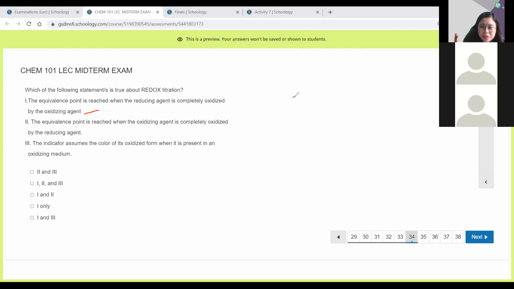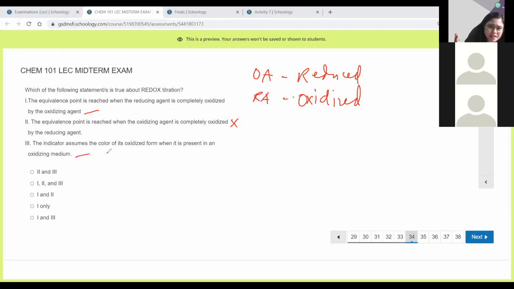Next, the equivalence point is reached when the oxidizing agent is completely oxidized by the reducing agent. Oxidizing agent should be reduced. Baliktad siya, class. Si reducing agent ma-oxidize and then dapat si oxidizing agent ma-reduce. Baliktad na silang duha. So this one, oxidizing agent is completely oxidized. This is not correct. And then the indicator assumes the color of its oxidized form, but it is present in an oxidizing medium. So this one naman is correct.